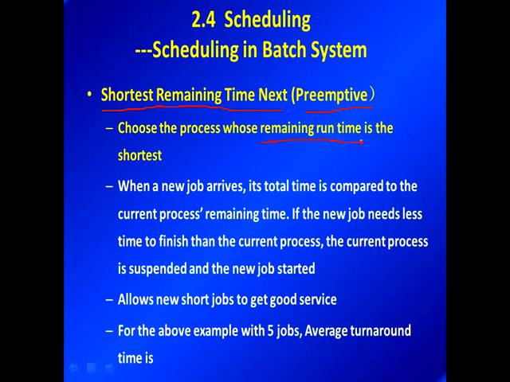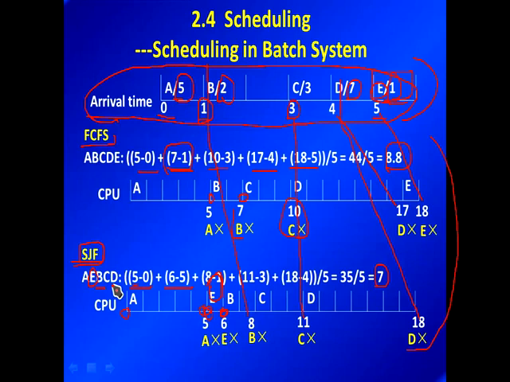Remaining runtime is the shortest, which means at any point you need to run the scheduler, you need to calculate the remaining runtime for all the processes in the waiting queue, and you choose the shortest. So here, I just jump over all the explanation, because I think it's better to illustrate how to apply this algorithm with this same scheduling problem.